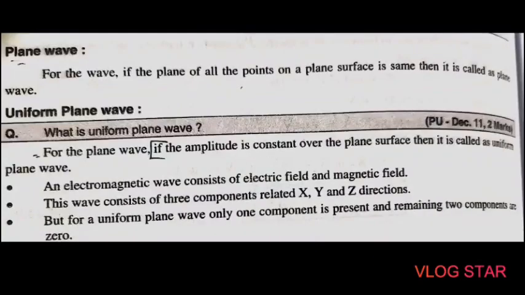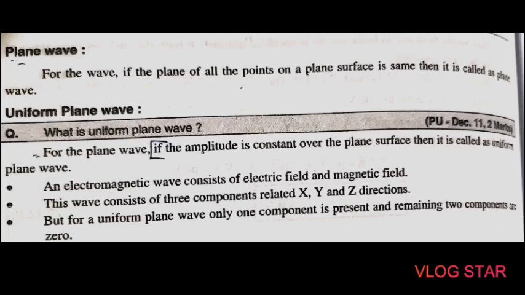Then the next point is the concept of the uniform plane wave. First of all we should know what is meant by a plane wave, and second, a uniform plane wave. So let us see the plane wave first. If the phase of all the points on the plane surface is the same, then we can say it is called a plane wave. That means all the points on a plane surface should be the same.